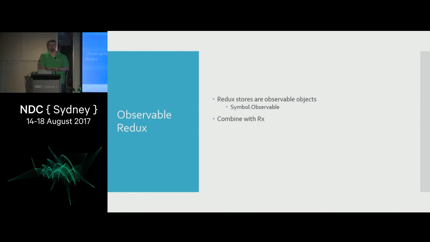So one of the advantages that you get with observables is you can combine multiples together to create a single observable stream of multiple different data sources. So if you're already using something like RX inside of your application to observe a particular set of data streams, you can also then create a Redux store, turn that into an observable object, and just add that as another data source to your RX stream.